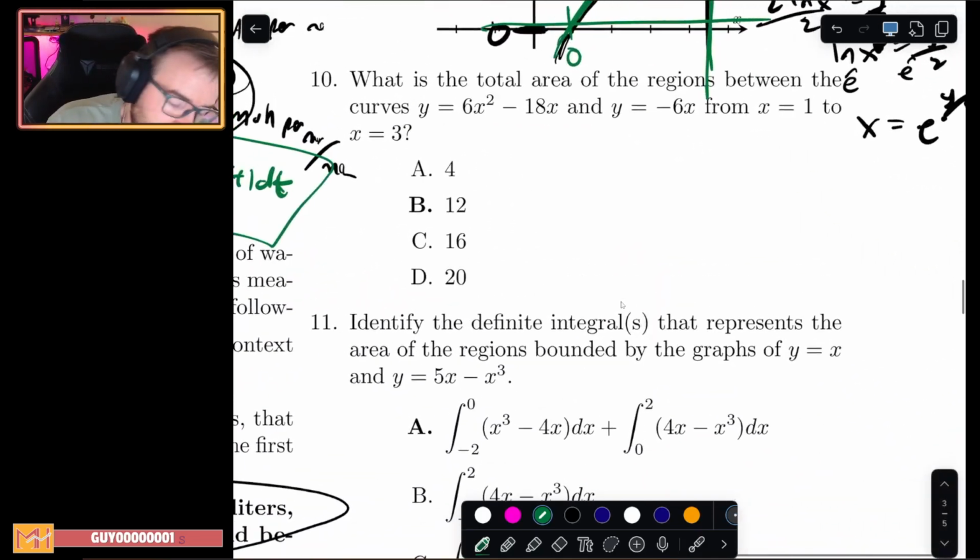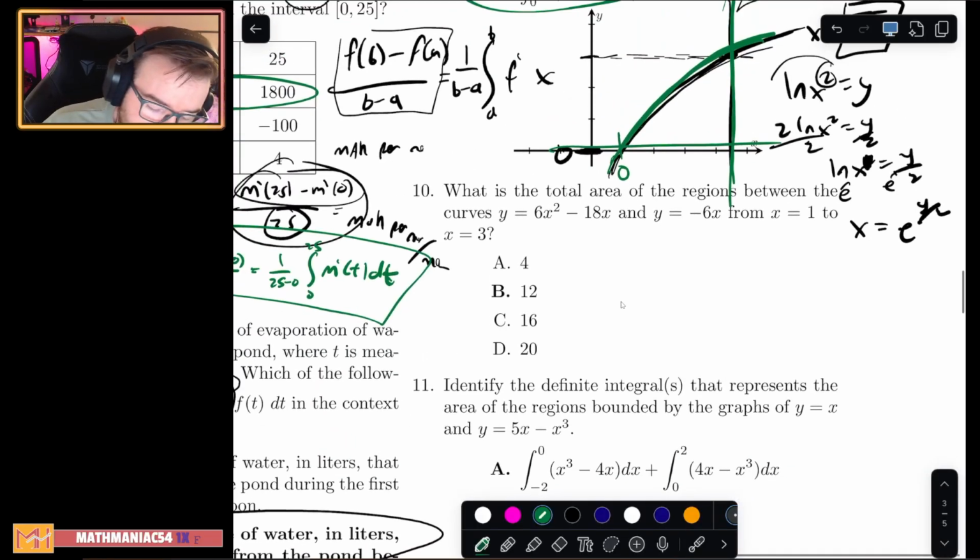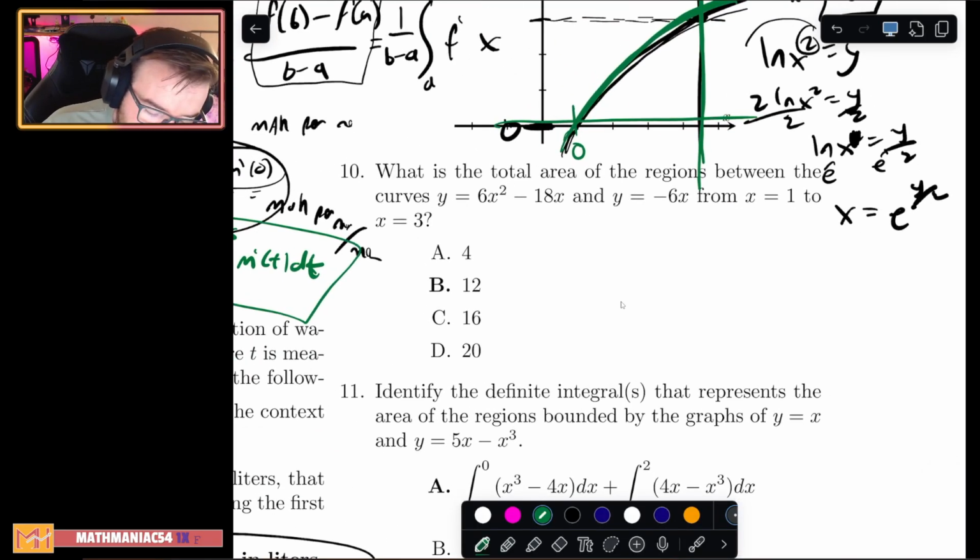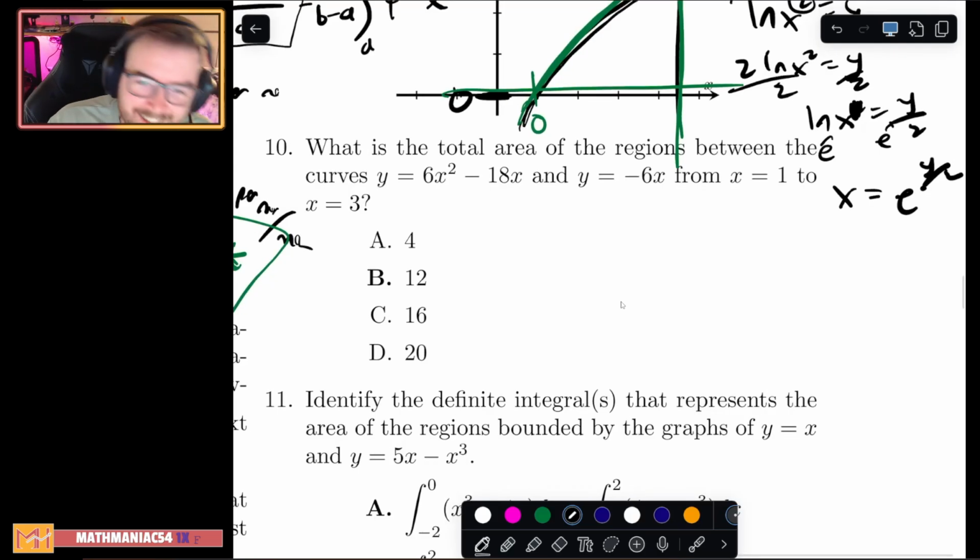Okay, moving on. What is the total area of the regions between the curves y equals 6x squared minus 18x, y equals negative 6x from 1 to 3? Of the non-calculator multiple choice, I swear this has got to be the hardest problem. It's the most time-consuming. How about that? This question is the most time-consuming.